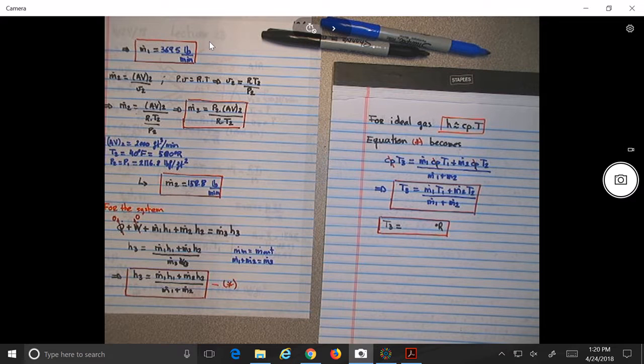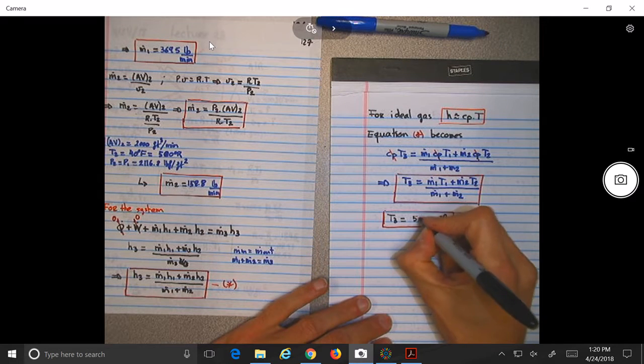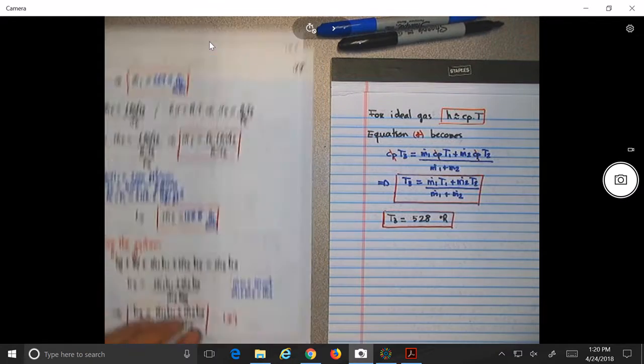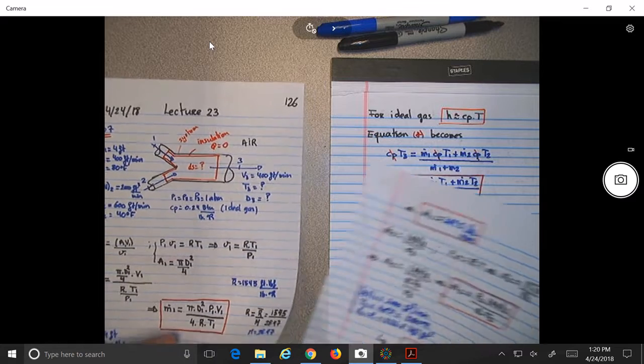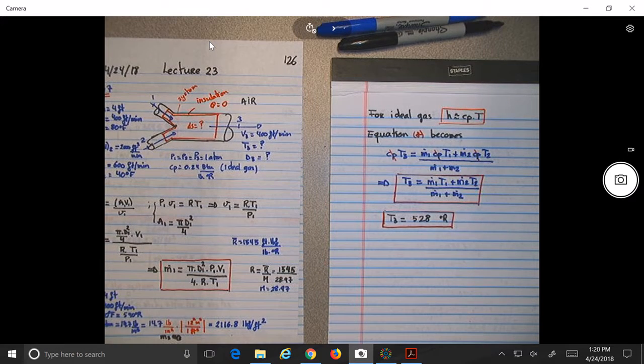So what do you get? 528. Using the tables, you get the same number, yeah, just quickly. Yeah, I mean, I don't like tables. Okay, I can get rid of the tables.